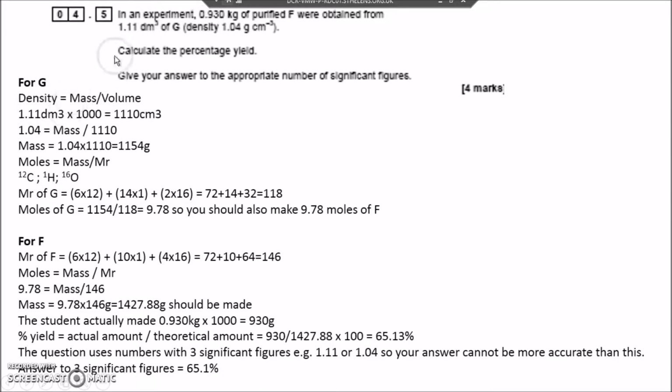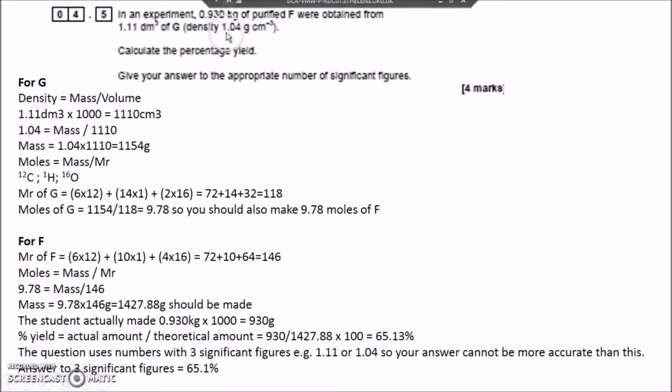Density is mass over volume. It's in grams per centimeter cubed. Density, grams is the mass, centimeter cubed is the volume. This decimeter cubed needs converted into centimeter cubed. Decimeter cubed is large, centimeter cubed is small. So large into small you multiply by 1,000. 1.11 decimeter cubed times 1,000 is 1110 centimeter cubed.